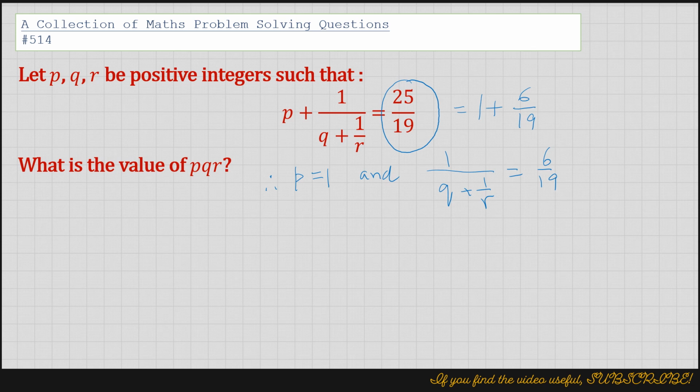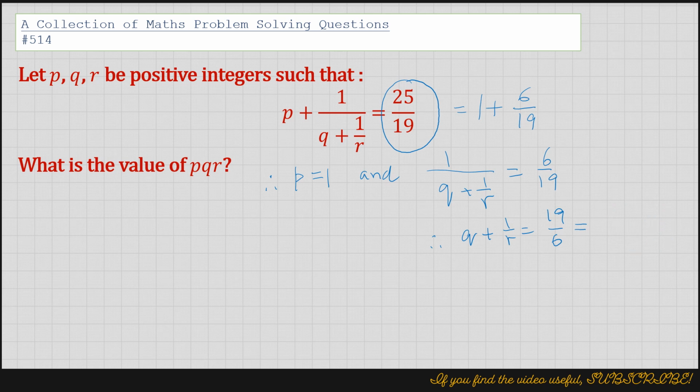If we were to flip this, we can say therefore q plus 1 out of r equals 19 out of 6. And the 19 out of 6, of course, we can write it as 1 plus, 6 times 3 is 18, so 6 times 1 is 6 plus 13. So we can write this as 13 out of 6. But this is not correct. The reason is that would make 1 out of r not a fraction. So 1 out of r is greater than 1, but 13 is greater than 6. So this is wrong. We cannot write it like that.